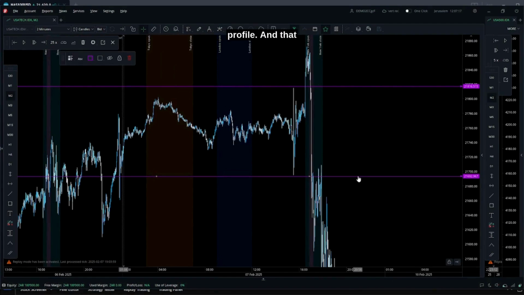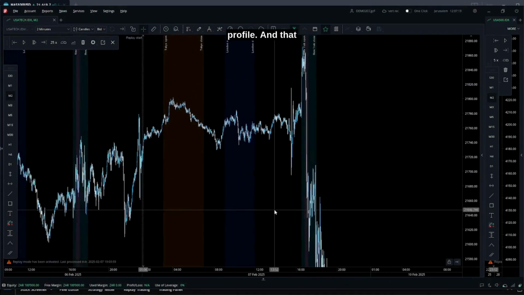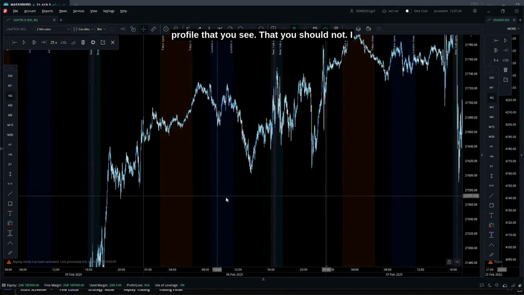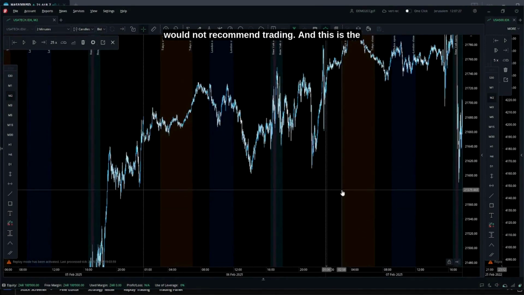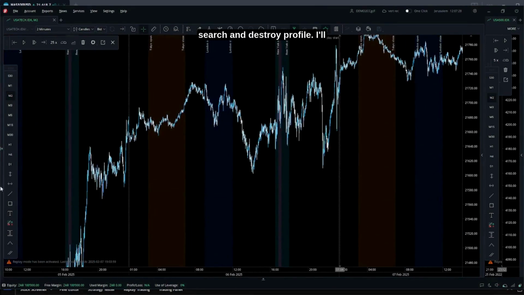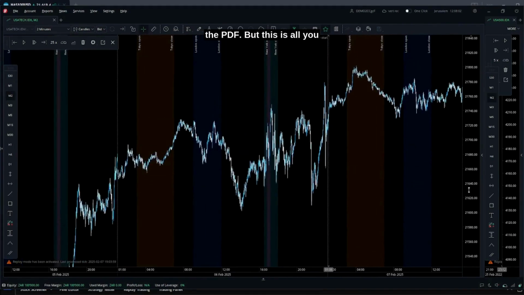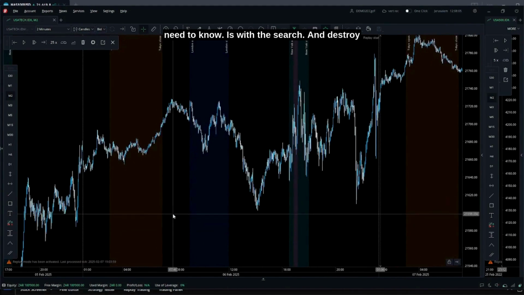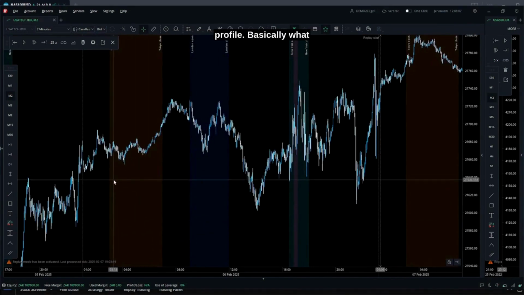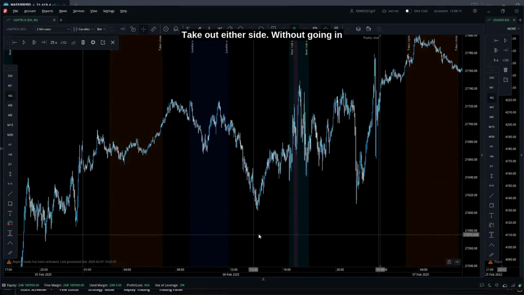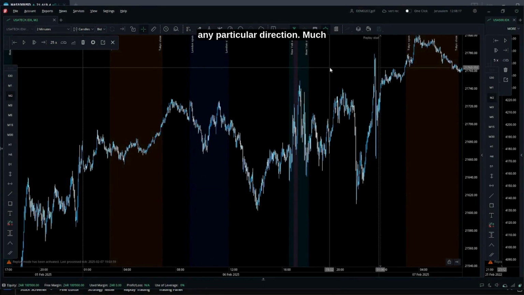There is one last profile that I would not recommend trading. And this is the search and destroy profile. I'll show you now. Okay, I realized I didn't include it in the PDF, but this is all you need to know. With the search and destroy profile, basically what happens is price is trying to take out either side without going in any particular direction.